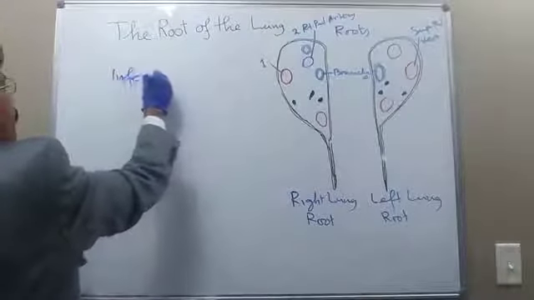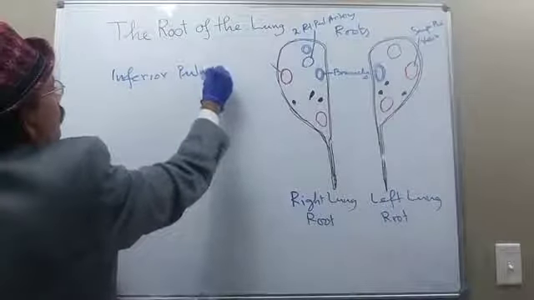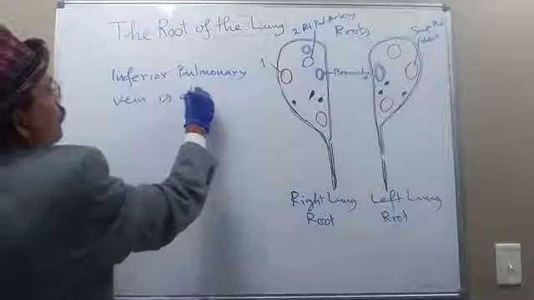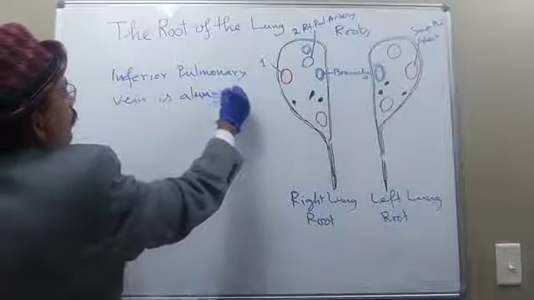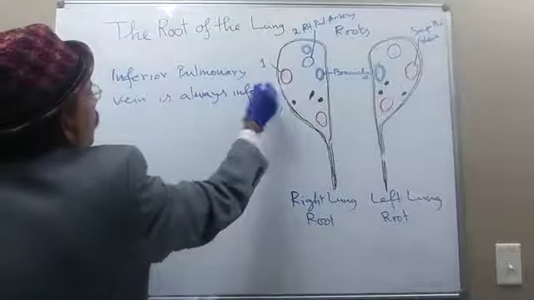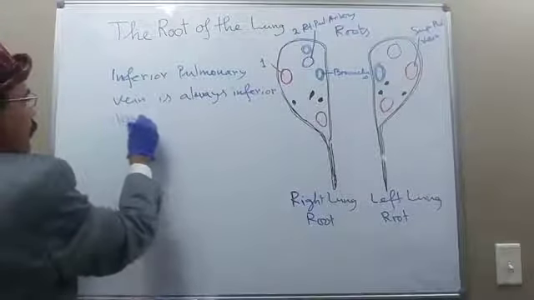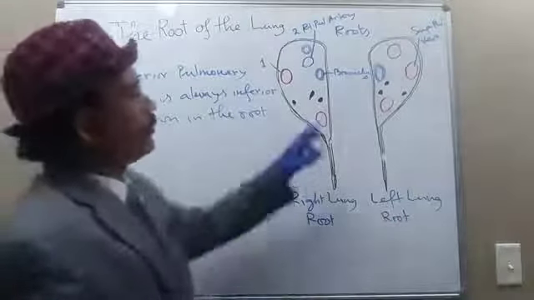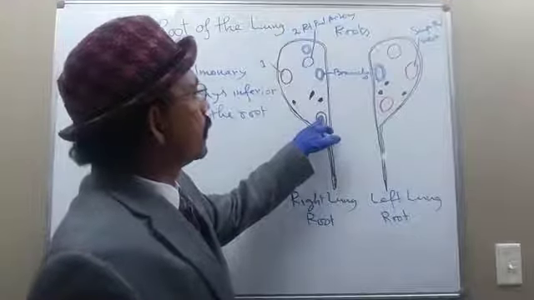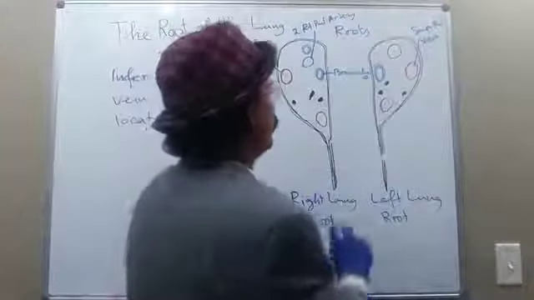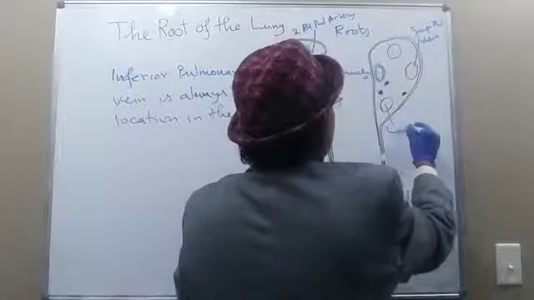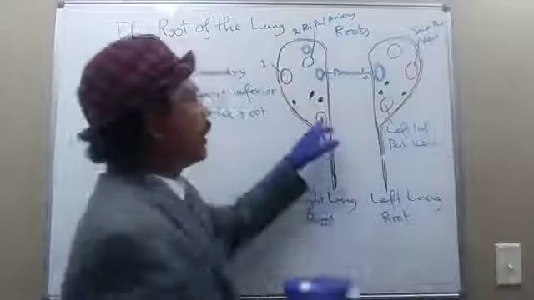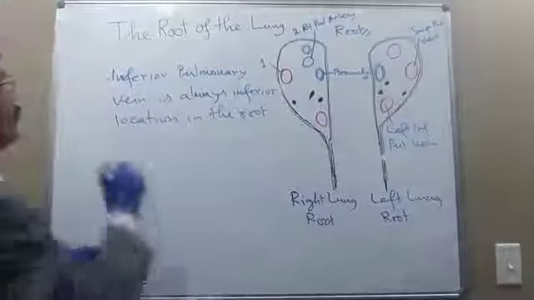The inferior pulmonary vein is always inferior in location in the root. So this is the right inferior pulmonary vein, and this is the left inferior pulmonary vein. This is the left inferior pulmonary vein. This is the right inferior pulmonary vein. Okay, we have to remember that.